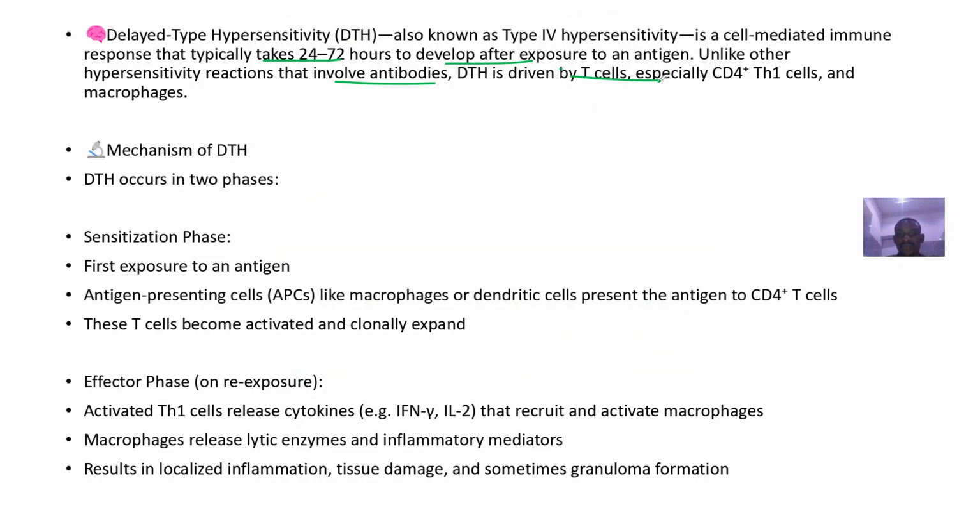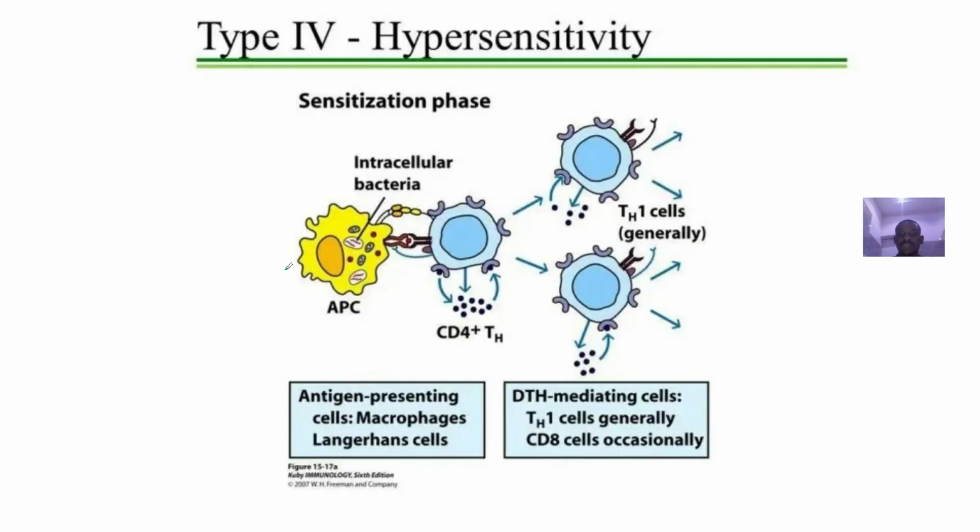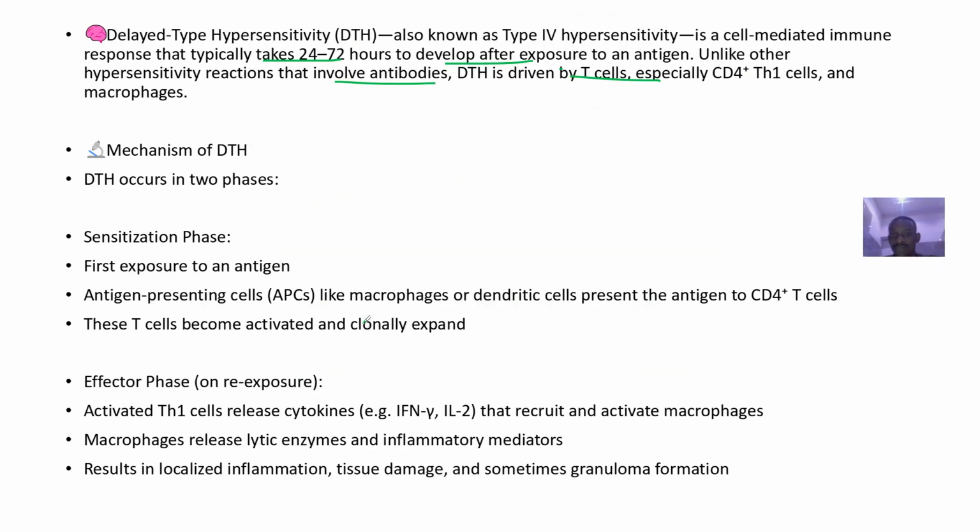So for the mechanism of this, we said that in the sensitization phase, your body has to be alerted that something like this exists. So first you have to be exposed to the antigen. The antigen-presenting cells are the ones that will go and tell your immune system, or present what can help your immune system recognize the bad guys. Antigen presenting cells like macrophages and dendritic cells present the antigen to CD4 T cells, right? So the T cells become activated and clonally expand.